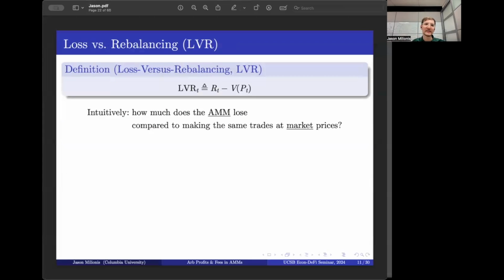So if you do that, then what we define as LVR is going to be the difference between the value of the rebalancing strategy minus the value of the pool. So intuitively, one of the key takeaways is that if you actually implemented the rebalancing strategy, then you would systematically make more money than the pool. And so what LVR quantifies is exactly the difference between what this strategy could gain compared to what the AMM actually does gain from trading.